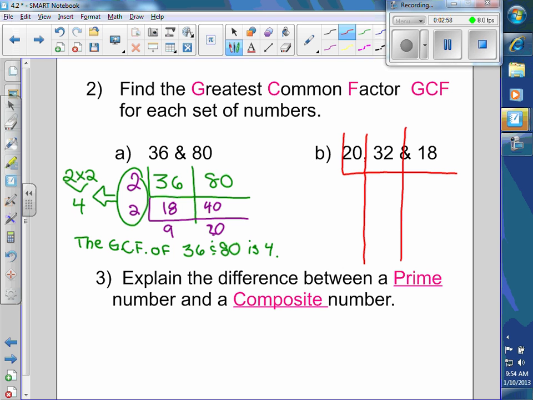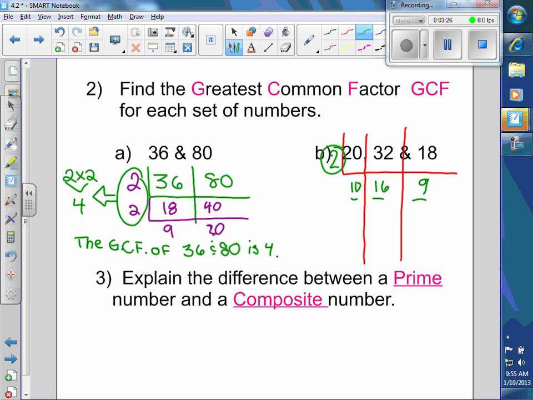Here, it works the same way with 3 numbers. You could take a 2 out and you get 10, 16, and 9. Nothing else is common to all 3 of these, so it's just 2. It has to be common to everything. Does that make sense? So if there's only one number outside the ladder, then that's your greatest common factor.